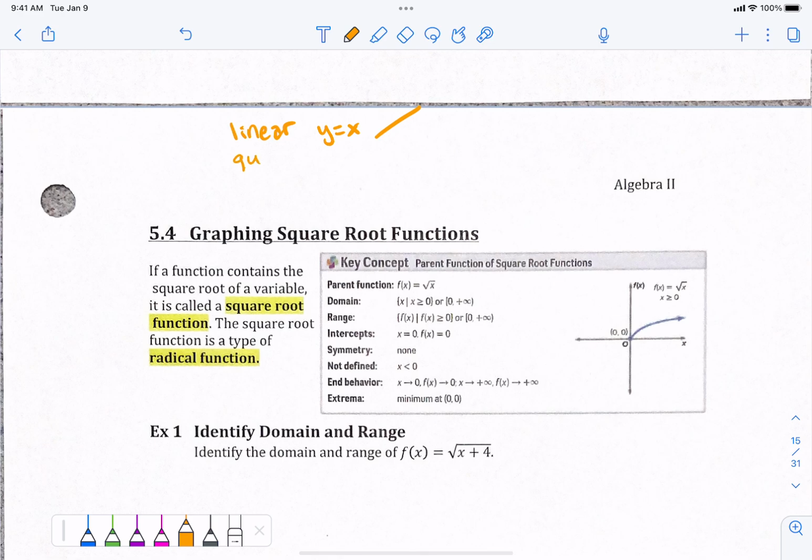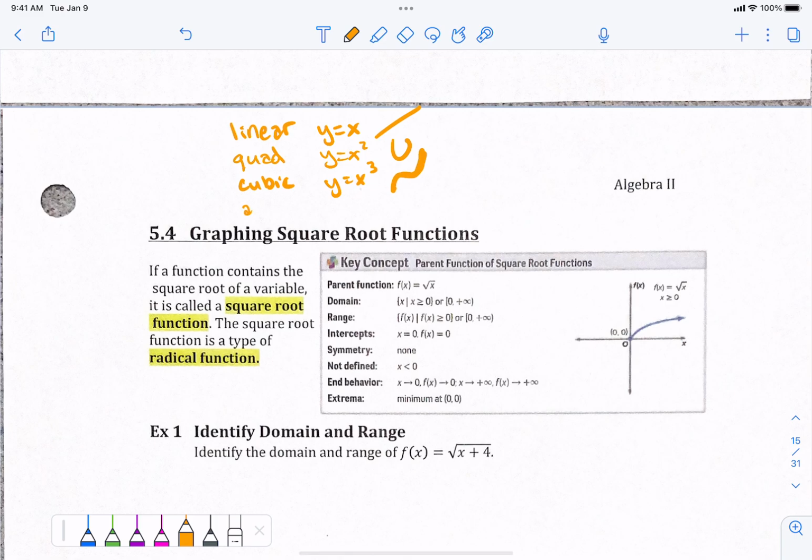Then we have quadratic functions, y equals x squared, and that's a U. Then we have cubic functions, which is y equals x to the third power, and that looks kind of like an S. Yeah, that was not very good, but anyway, make yours look better. Then x to the fourth power, x to the fifth power. We could keep going. Let's talk about something different.